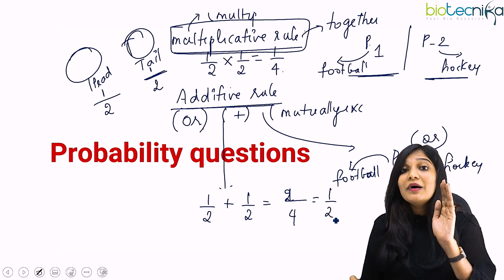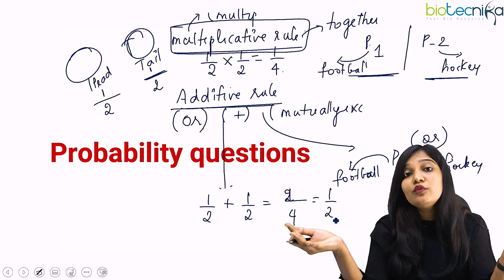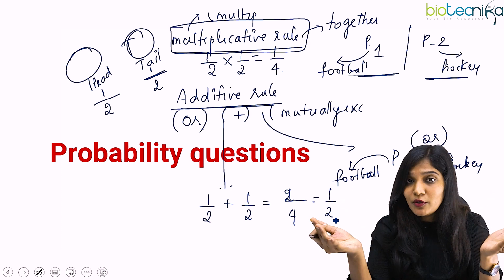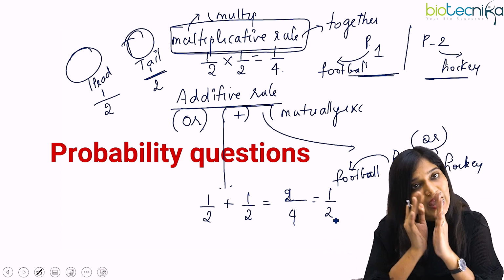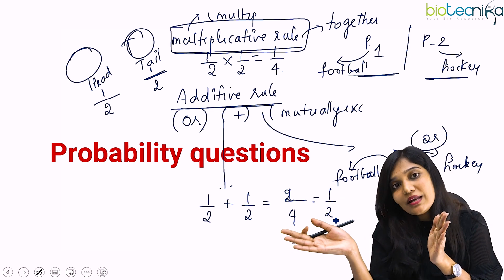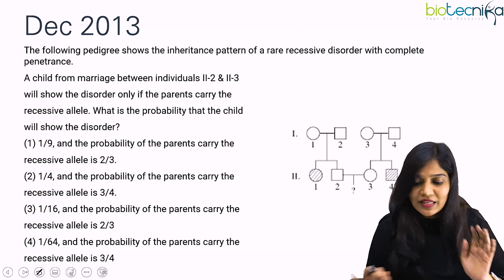So remember, multiplicative rule deals with 2 individual events. If I have to talk about both the events together, I'm going to multiply 1 by 2 into 1 by 2. But in additive, you're going to add, because they are the same event, but a person can do either this or that. Let's solve one very easy question.